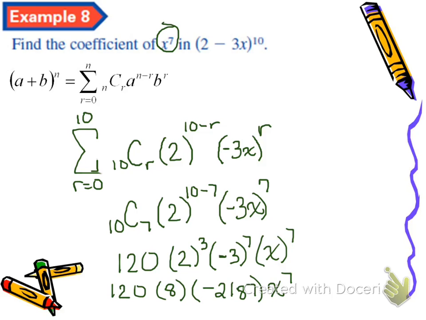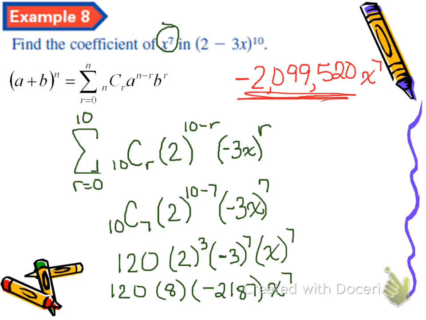So you want to multiply the 120 times the 8 times the negative 2,187. We can see we're going to end up with a negative term. That final answer, the coefficient, would be negative 2,099,520 x to the 7th. So our coefficient right there, that's what they asked us for, is negative 2,099,520.